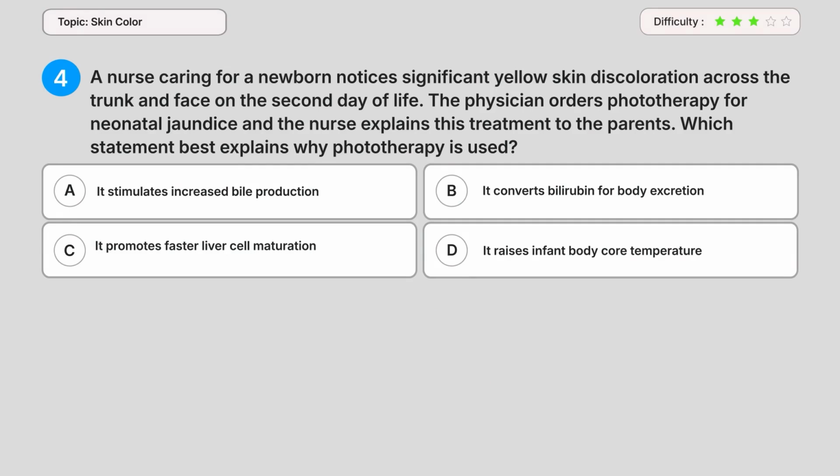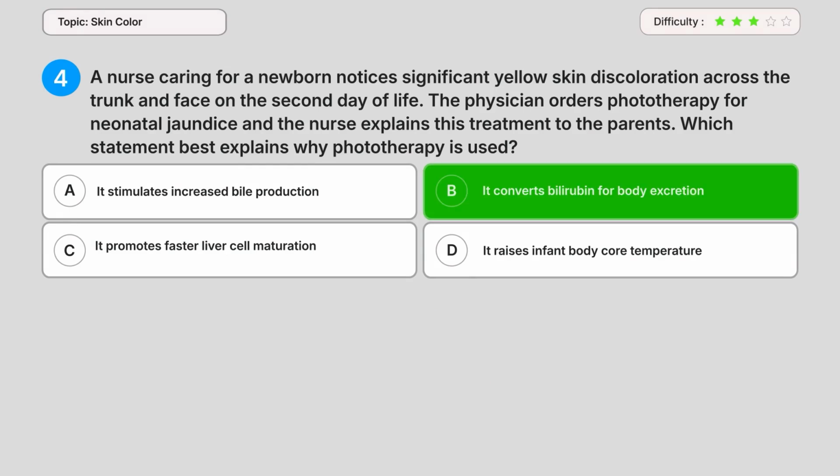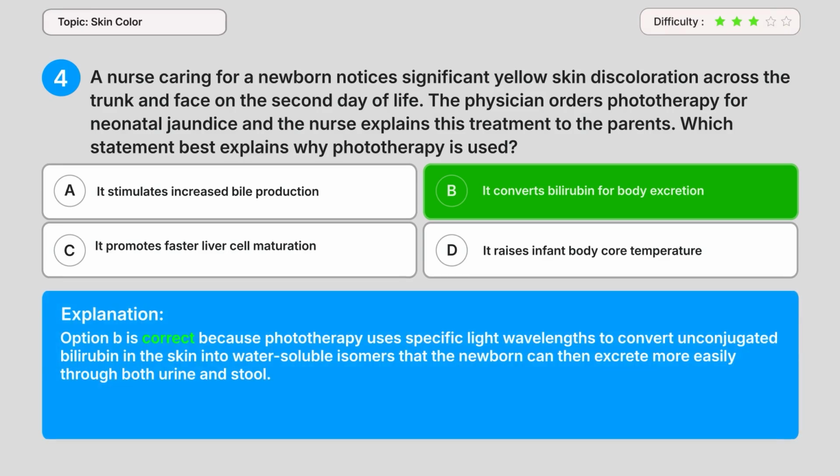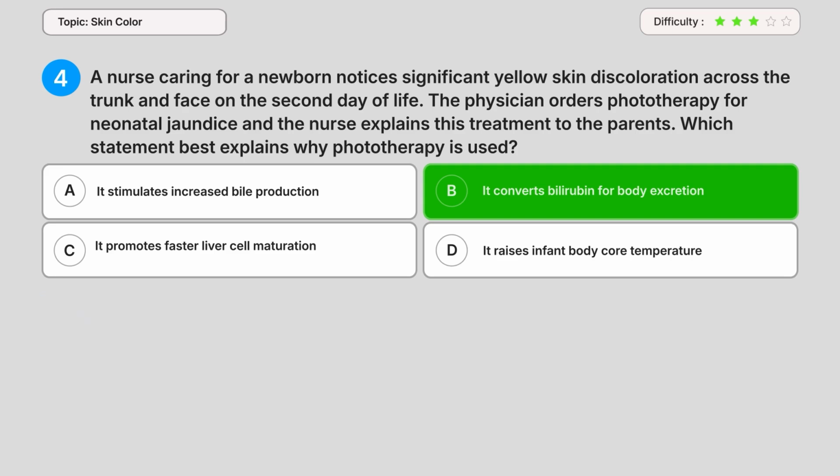Correct answer, B. It converts bilirubin for body excretion. Explanation. Option B is correct because phototherapy uses specific light wavelengths to convert unconjugated bilirubin in the skin into water-soluble isomers that the newborn can then excrete more easily through both urine and stool.